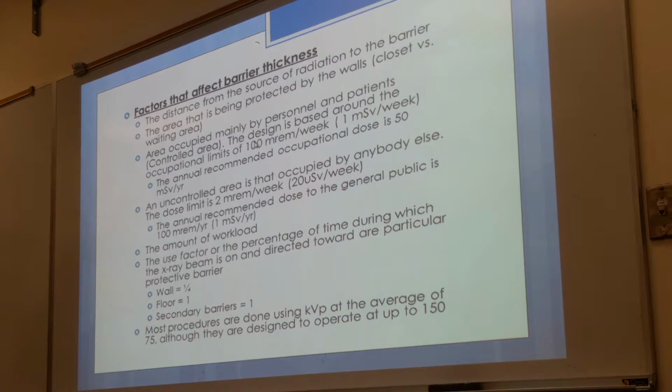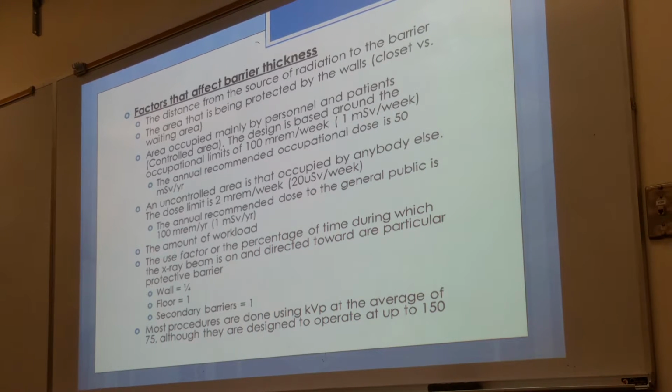Factors that affect the barrier thickness. Number one is the distance from the source of the radiation to the barrier. The area that is being protected by the walls. For example, on the other side here, is it going to be a waiting room? Is it a hallway? Is it a restroom? Is it a pediatric unit? You understand what I'm saying? So that also depends on the type of wall that you're going to use.